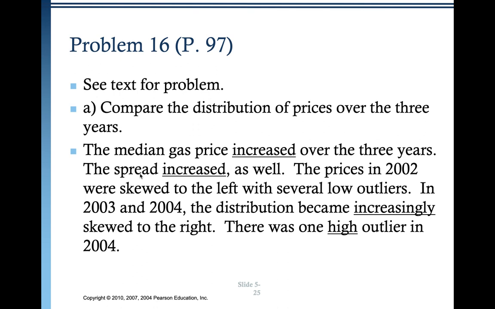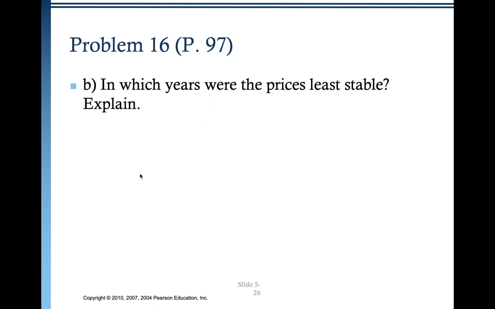The prices in 2002 were skewed to the left with several low outliers. In 2003 and 2004, the distribution became increasingly skewed to the right. There was one high outlier in 2004. I haven't really emphasized this so far in the video, but please take note that when we're doing a comparison of distributions, just like when we're doing a description, we make sure that we hit shape, outliers, center, and spread. Okay, make sure you mind your SOCS.